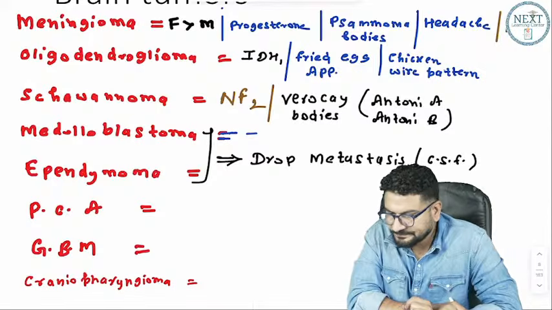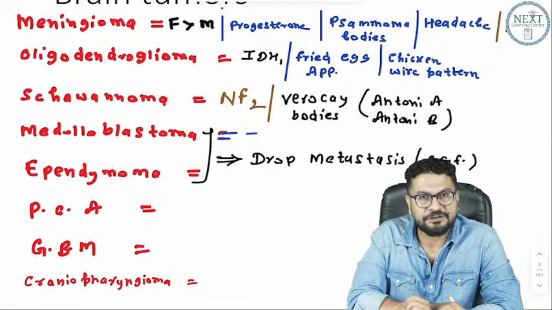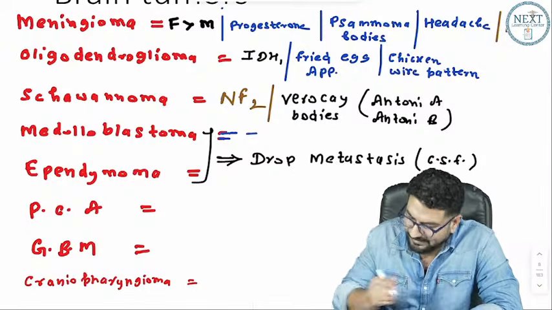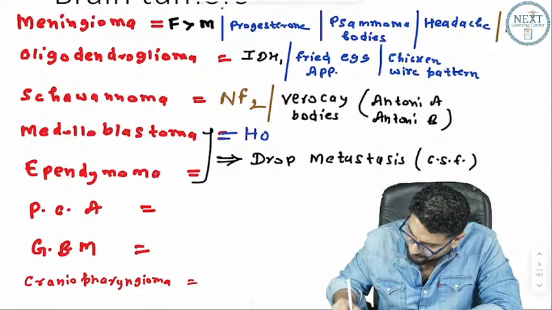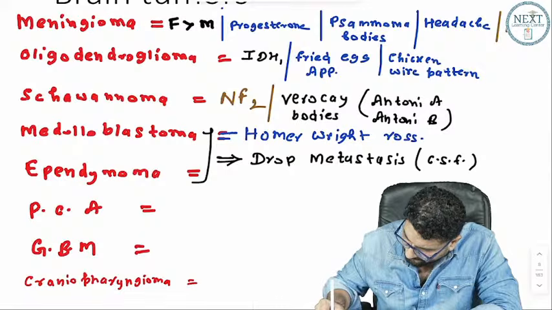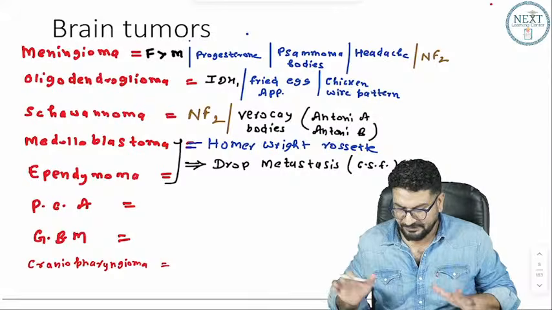Come on. Shubham, try to answer. Ritesh, what is the rosette? What we see? Which type of? Not Flexner, intestine rosette, any other rosette? Homer Wright rosette. Very good. You will find Homer Wright rosette. So just make sure this is a very important slide which I am making.